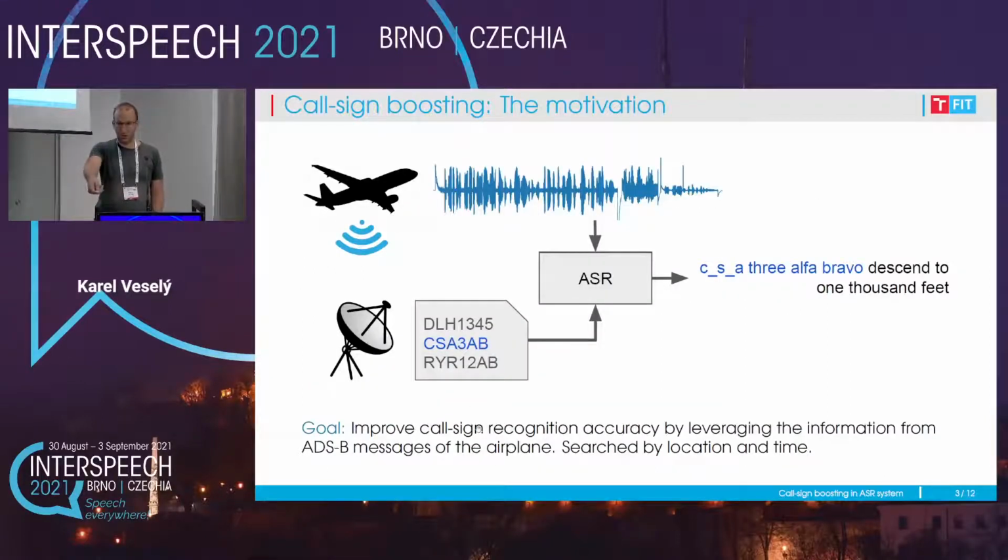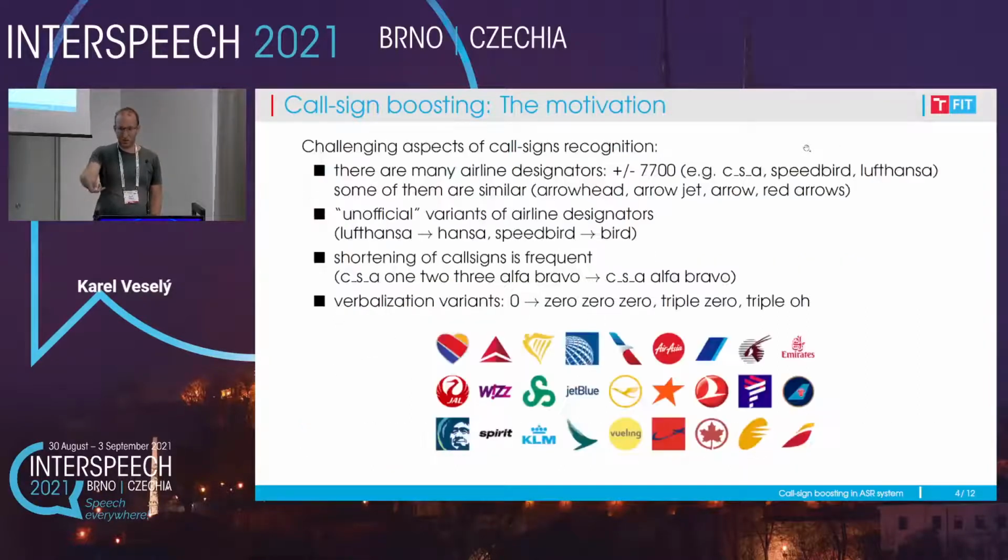What we do: the airplane is sending some messages which are captured by the radar system or by enthusiasts and stored in the database. So we have some time and space information, and we can ask queries of the type: we have some location, some time frame, give me the list of the call signs which appeared in this area. We can use this information to help ASR have the call sign correctly on its output.